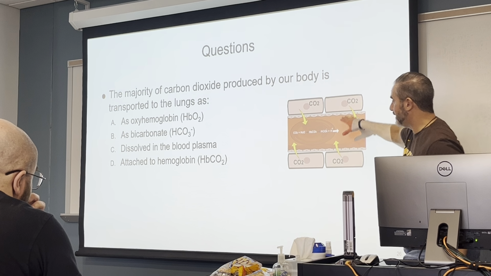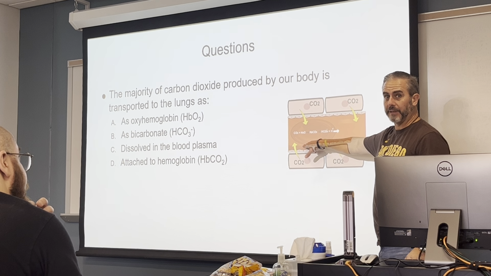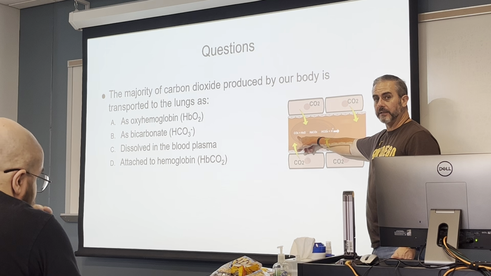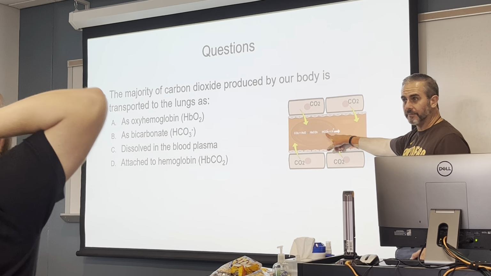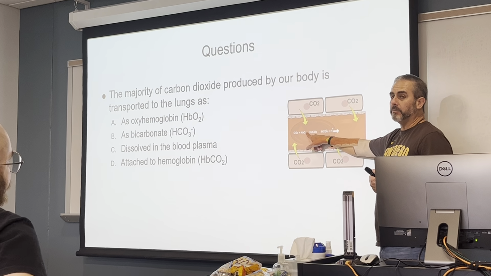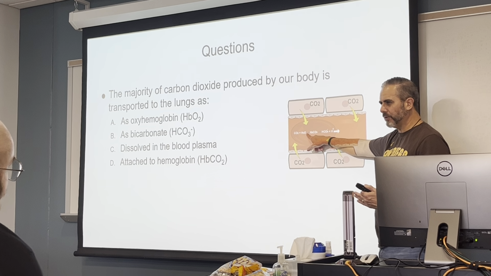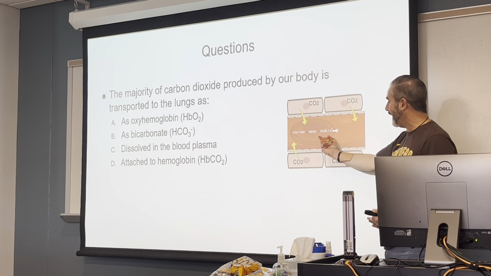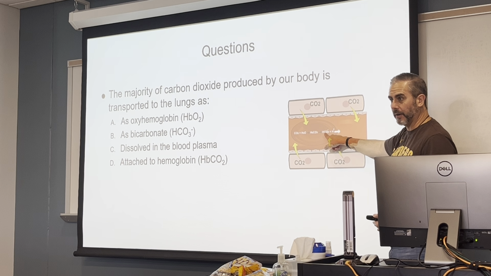So again, as the CO2 leaves the tissues and enters the bloodstream, some of it's dissolved in plasma, some of it's bound to hemoglobin, the rest of it in the red blood cell. But again, remember that chemical reaction. CO2 binds with water because of what's that enzyme's name? Carbonic anhydrase. It forms then carbonic acid. Carbonic acid splits off into a single hydrogen ion and bicarb.